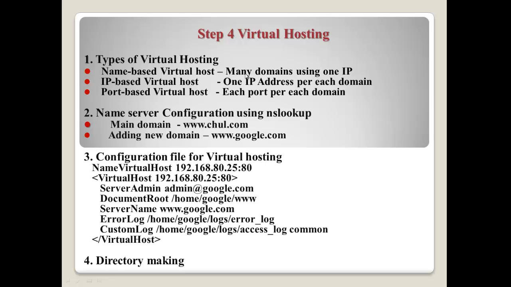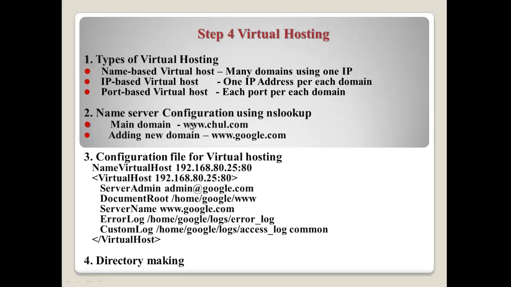Name-based virtual host means Apache uses only one IP to supply many domains. This is a name-based virtual host. IP-based virtual host: in this case, normally Apache uses one IP address per domain. For example, if there are 10 virtual hosts, Apache will use 10 IP addresses. And after that, port-based virtual host. In this case, you can configure virtual hosting using one port per domain.